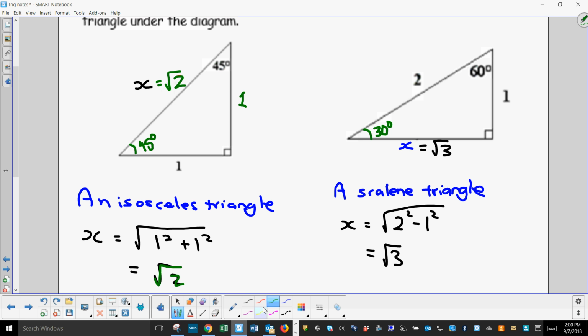But if not, you can just put it into a squared plus b squared equals c squared, and then slowly rearrange it that way. That's fine too. You work it out whichever way you're comfortable with.